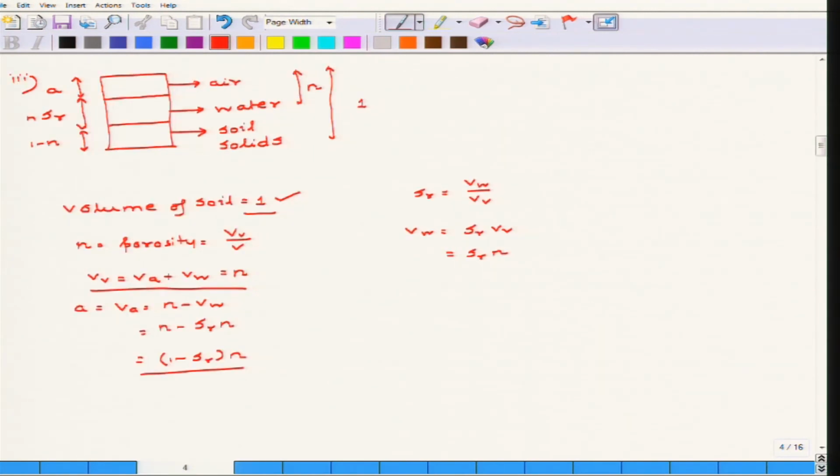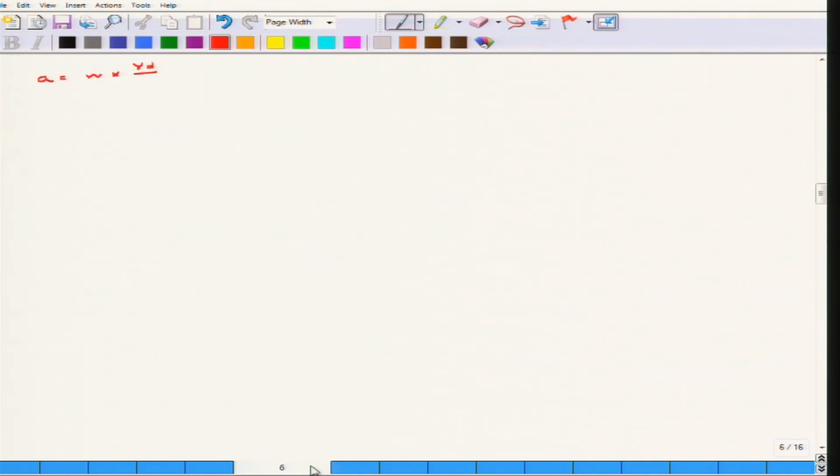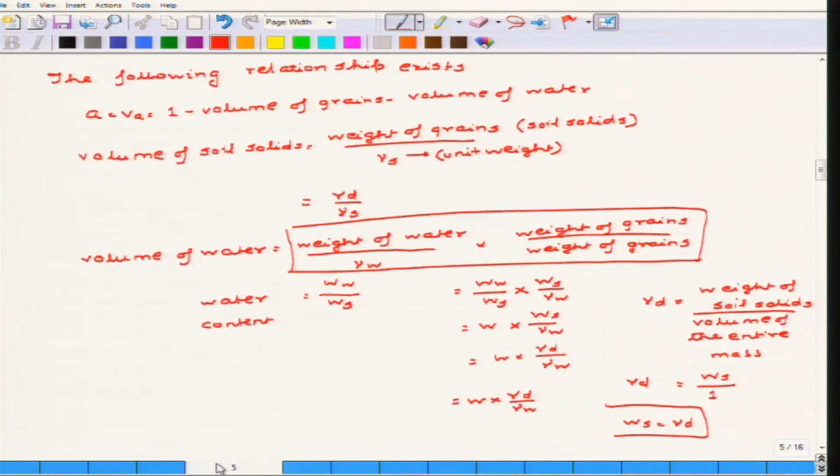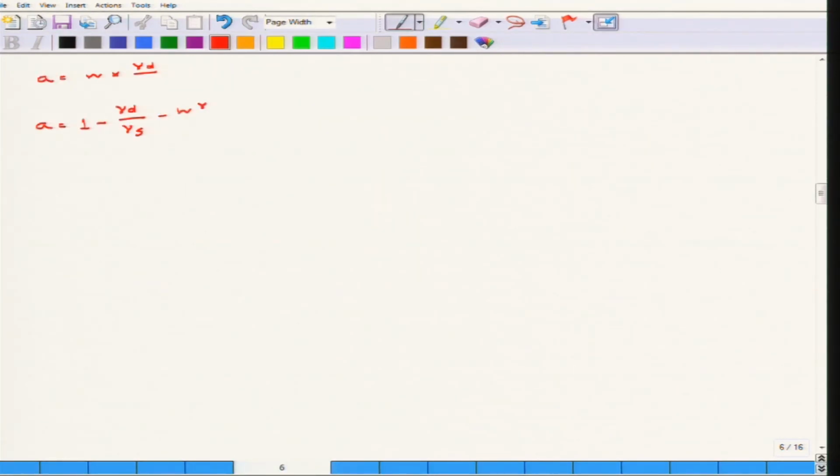Now, we are going to substitute in this relation that A is equal to 1 minus volume of grains minus volume of water. Now, A is equal to 1 minus volume of soil grains. The volume of soil grains we have found out to be equivalent to gamma d by gamma s. So, 1 minus gamma d by gamma s minus the volume of water, which is w into gamma d by gamma w. We have also found out that A is equivalent to n into 1 minus S_r.